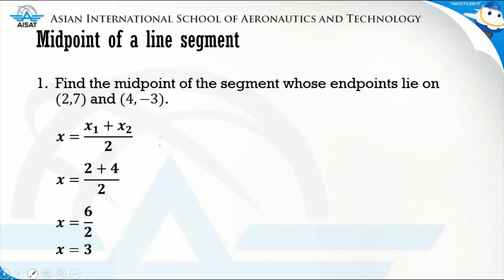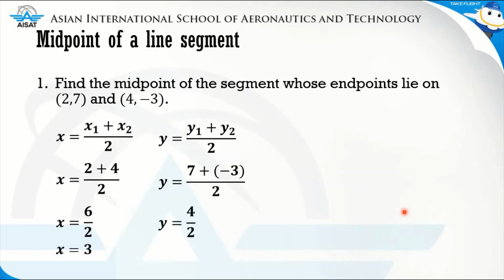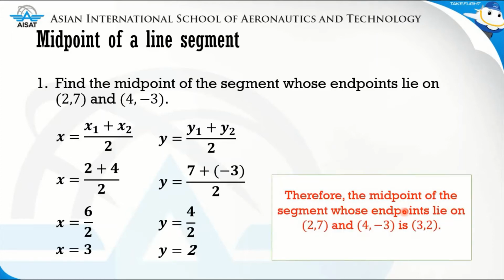And for the value of y, we'll have y sub 1 plus y sub 2 over 2. Then we'll substitute the values of y sub 1 and y sub 2 from our given. So that becomes 7 plus negative 3 over 2. Simplifying the numerator, that will give you positive 4. Dividing that by 2, that will give you 2. So therefore, the midpoint of the segment whose endpoints lie on (2, 7) and (4, negative 3) is (3, 2).